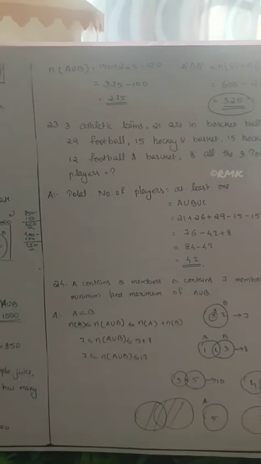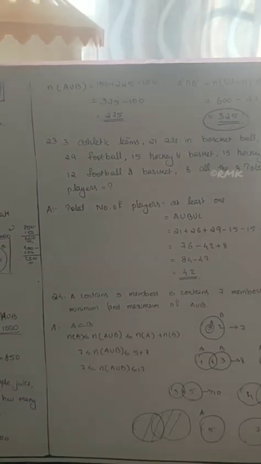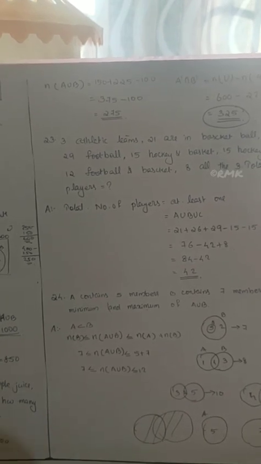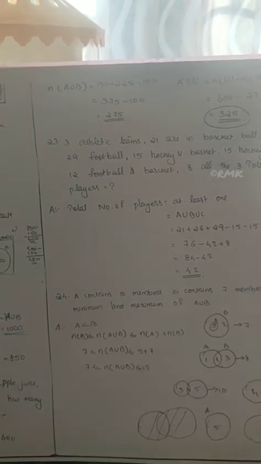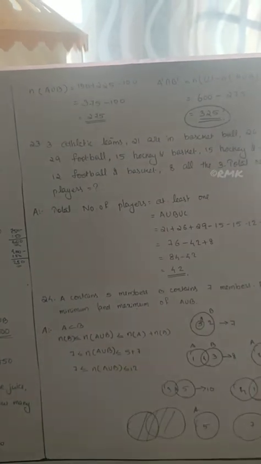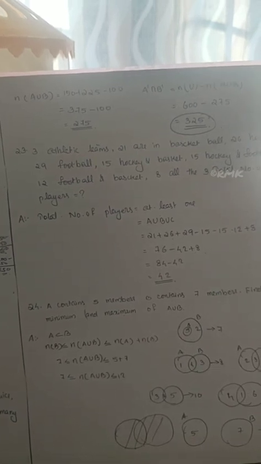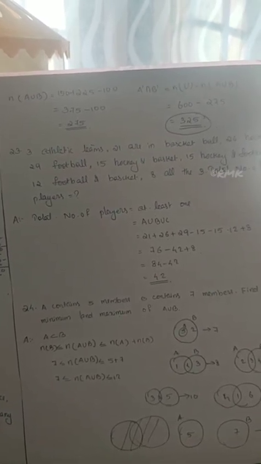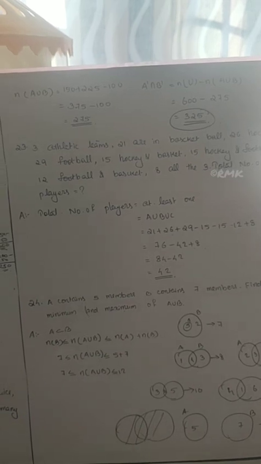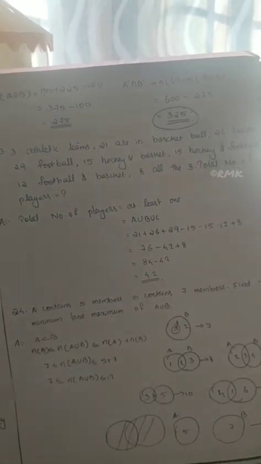n of A union B is equal to 150 plus 225 minus 100, the second result. So 375 minus 100 is 275. A complement intersection B complement is n of U minus n of A union B. U contains 600, A union B contains 275. So 600 minus 275 is 325.